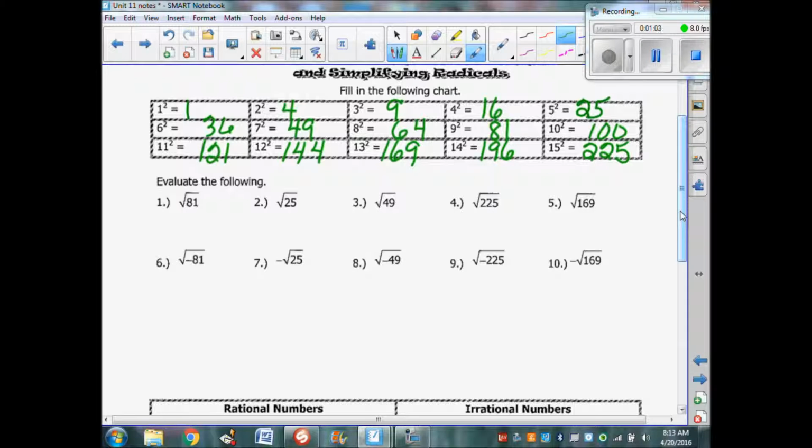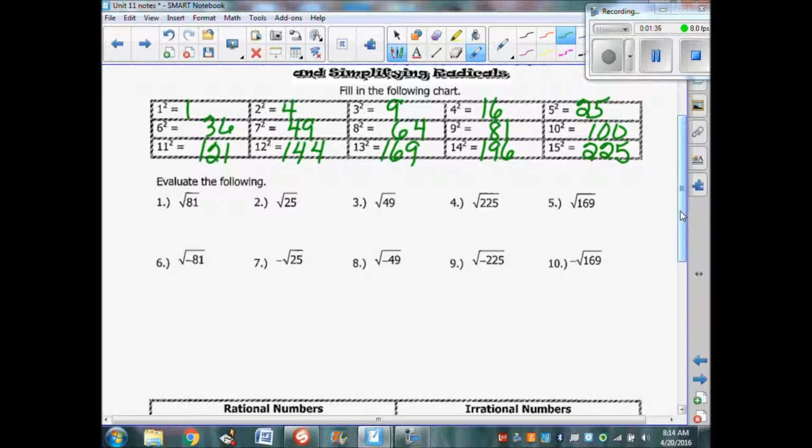Now we're going to work the other way with it, because to undo something squared, we take the square root, or to undo the square root, we square. So they're inverse operations. Just like the inverse of adding is subtracting, the inverse of dividing is multiplying, the inverse of squaring is square rooting. So to take the square root of 81, we need to think in our minds, what times itself would give us 81? What number times itself gives you 81?